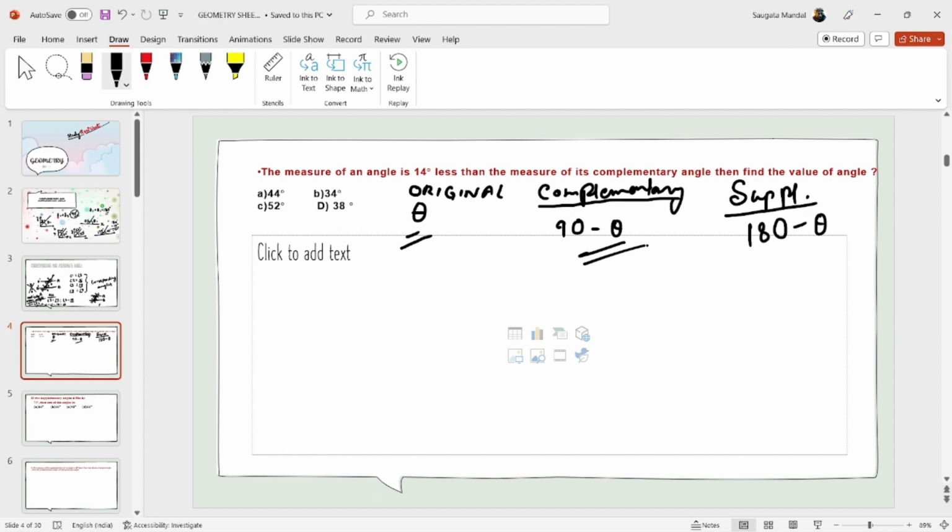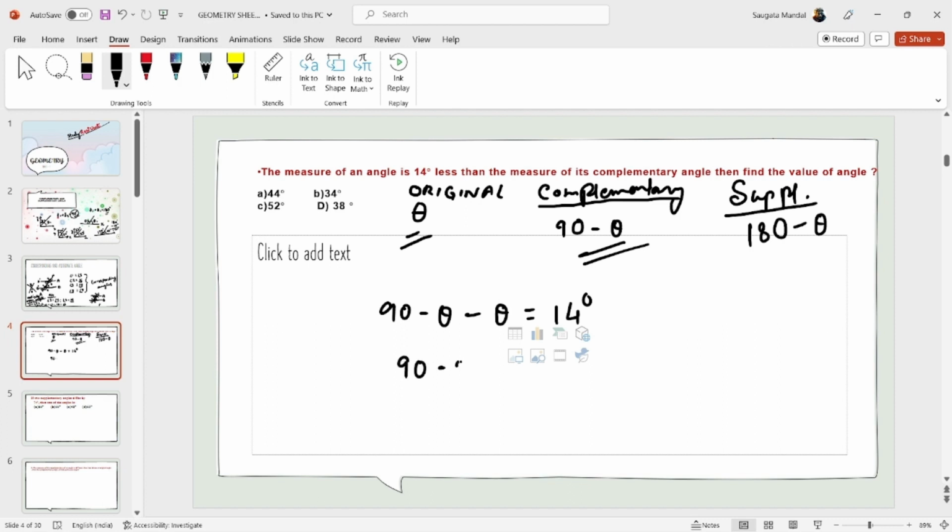Then here it is said that the complementary angle is greater than the original angle by 14 degree. That means complementary angle 90 degree minus theta, minus original angle theta. What is the difference of this complementary and original angle? That is given 14 degree. Then we can easily calculate this.